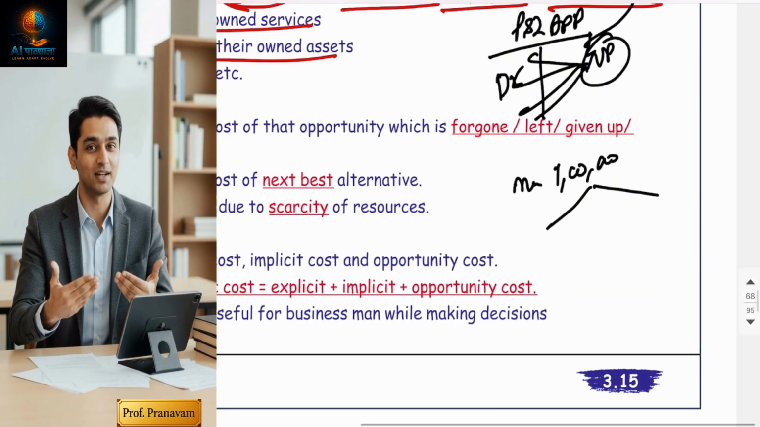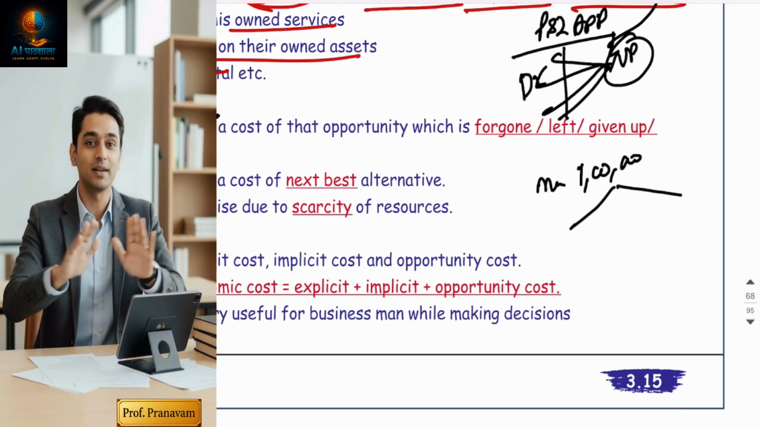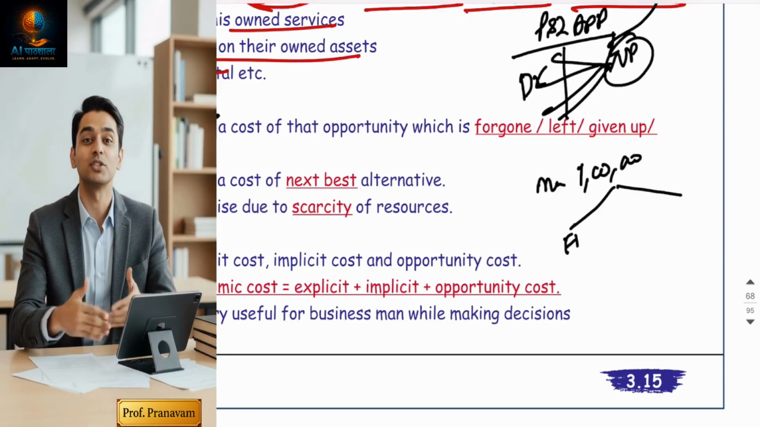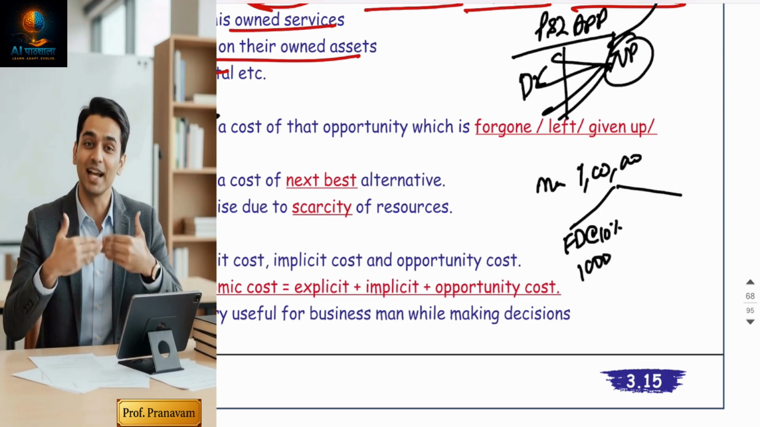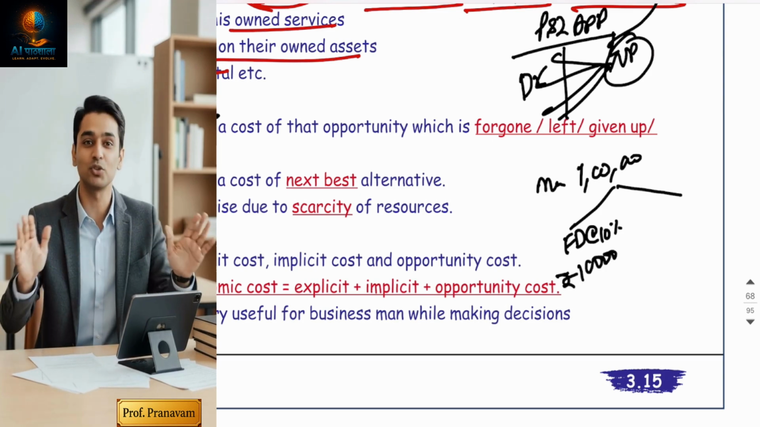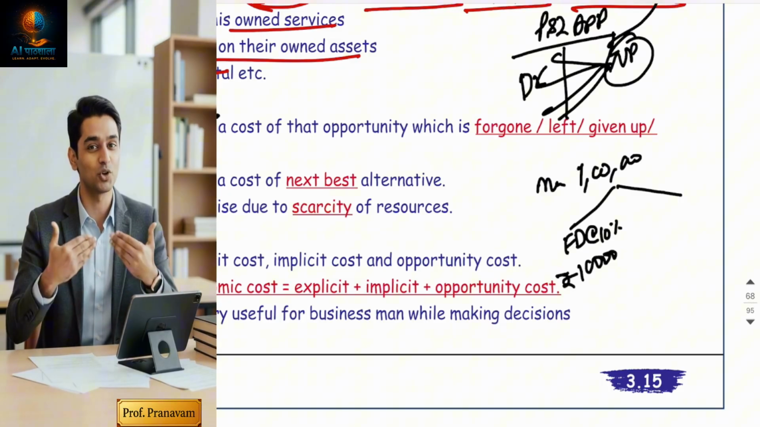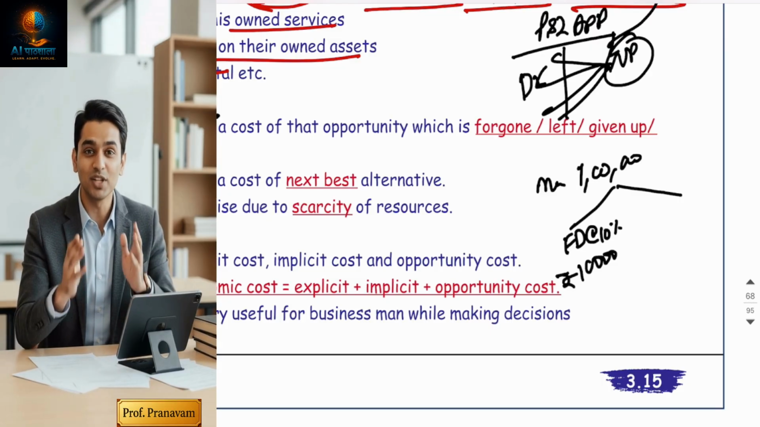Now let's take an example. You have money, and you have two opportunities. This 1 lakh you can take to the bank, put in an FD and enjoy 10% interest without any risk, 10,000 rupees per annum. Okay, this is the first option for your 1 lakh rupees.